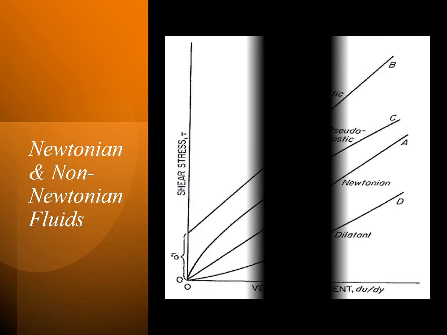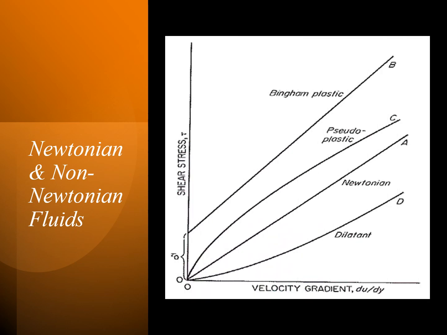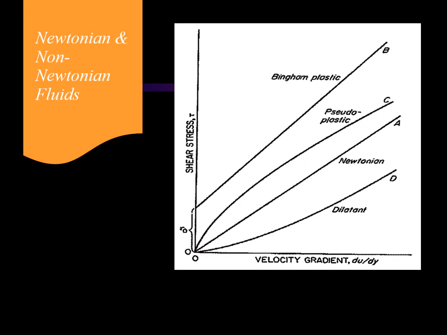There are two categories of fluids based on the rheological behavior defined by Newton's law of viscosity. One is Newtonian fluids and the other is non-Newtonian fluids. The plot of the shear stress versus shear rate shows the different types of fluids. Curve A shows the fluids that have a linear relationship between shear stress and velocity gradient. These fluids follow Newton's law, hence they are called Newtonian fluids, and our examples are gases and most liquids.